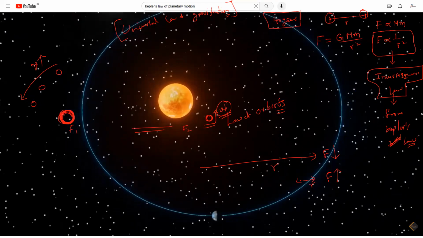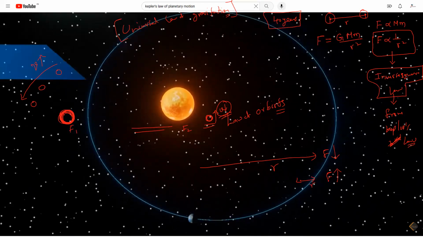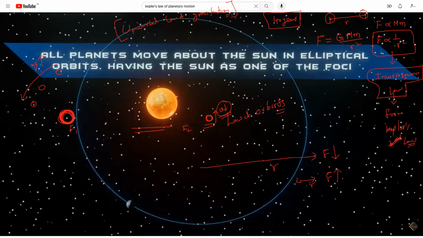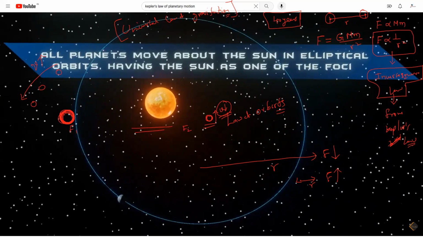All planets move about the sun in elliptical orbits, having the sun as one of the foci.